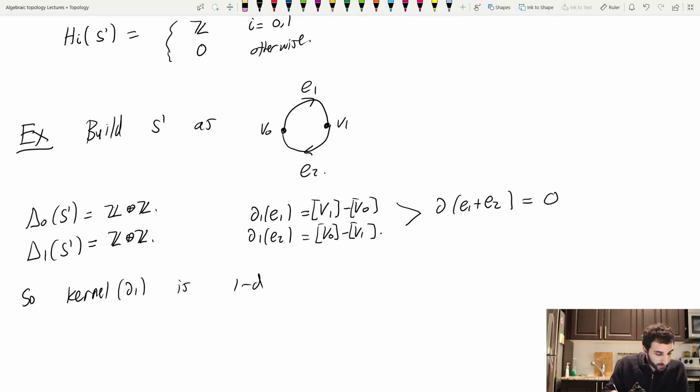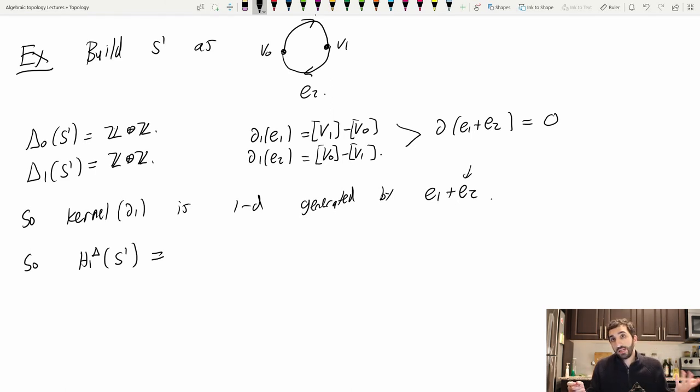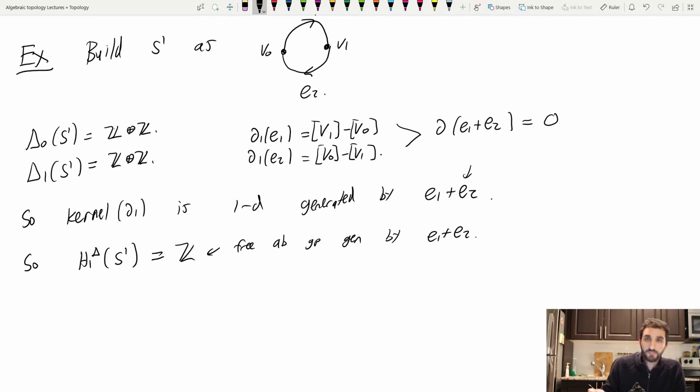So the kernel is one-dimensional, and it's generated by E1 plus E2. Now, there's no image of boundary 2. And so the first homology group of S1 with this delta complex structure is a free abelian group generated by E1 plus E2.